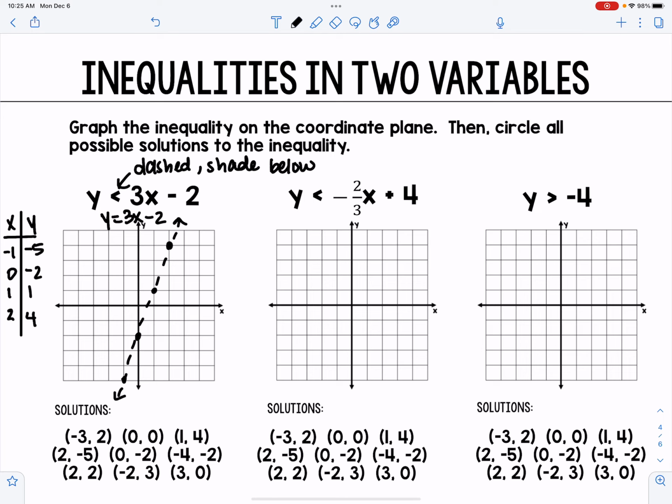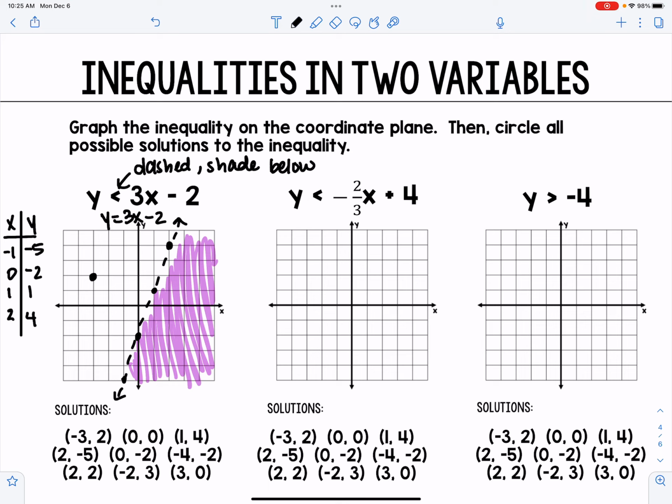And my line looks all kind of crazy. And I'm going to shade below. So I'll shade here. And again, if you're ever concerned that maybe you shaded in the wrong area, you're just going to look at your solutions and plug it in to see if you were right. Okay, so let's start with -3, 2. Well, that is over here. Let's plug it in. We should get a false statement when we do that.